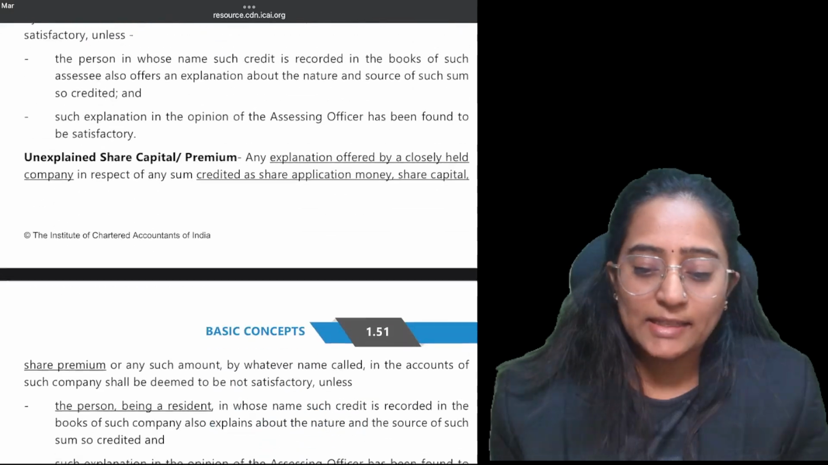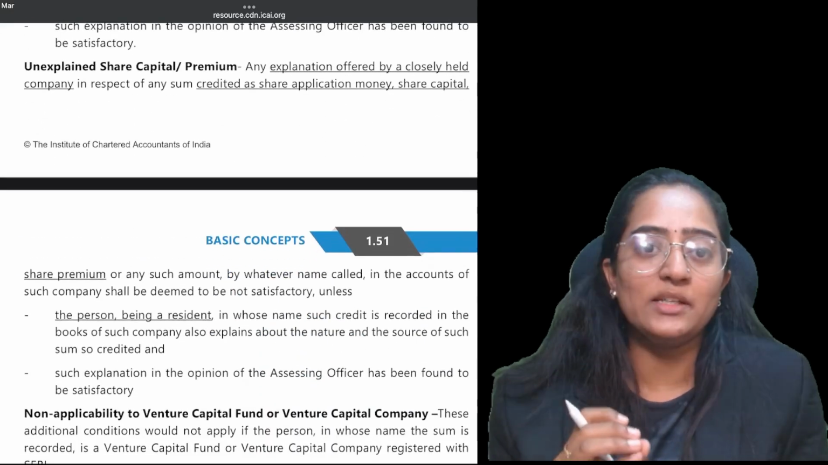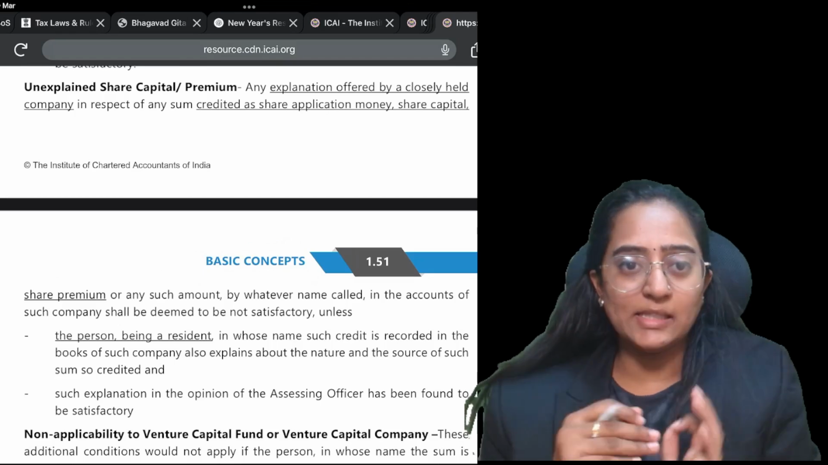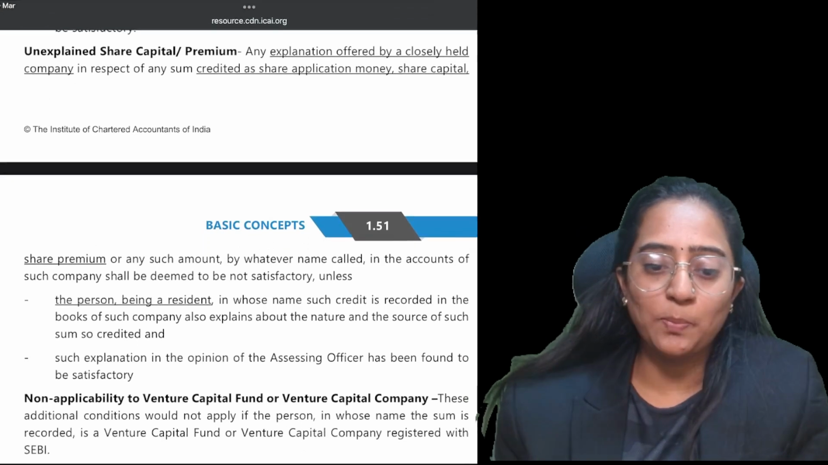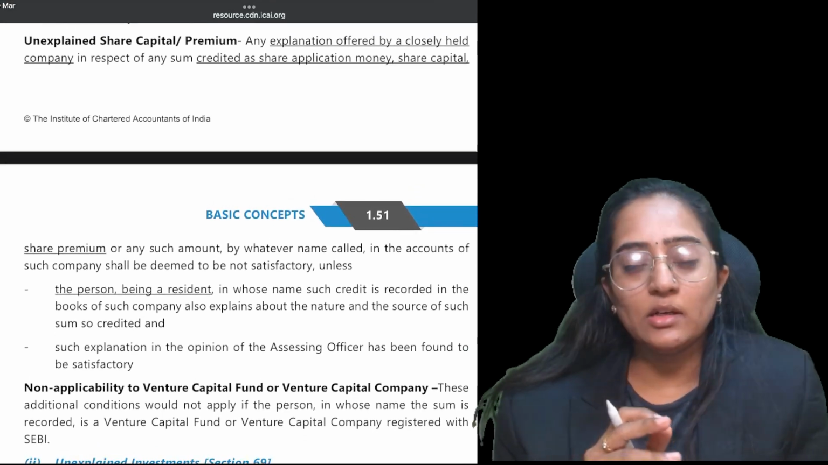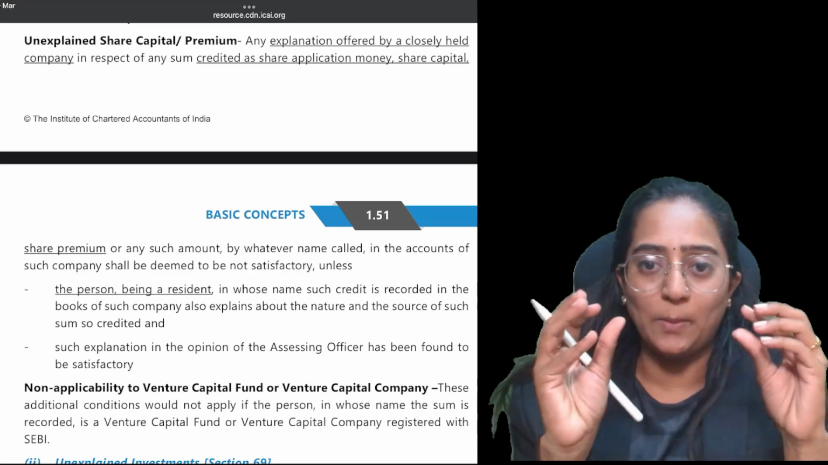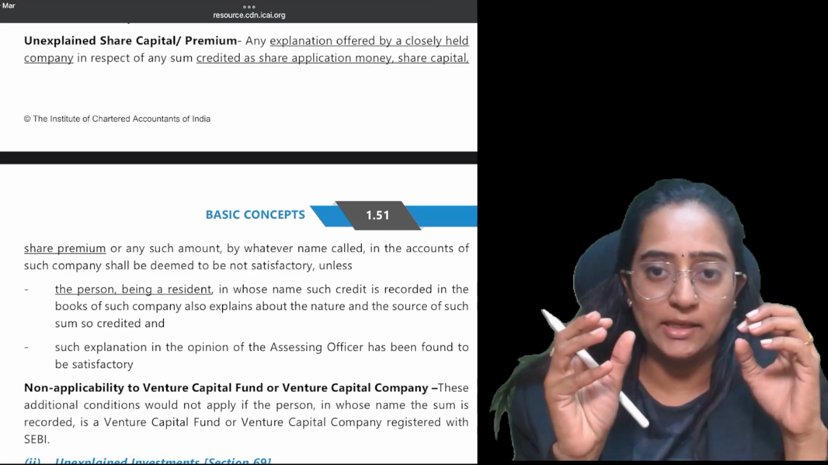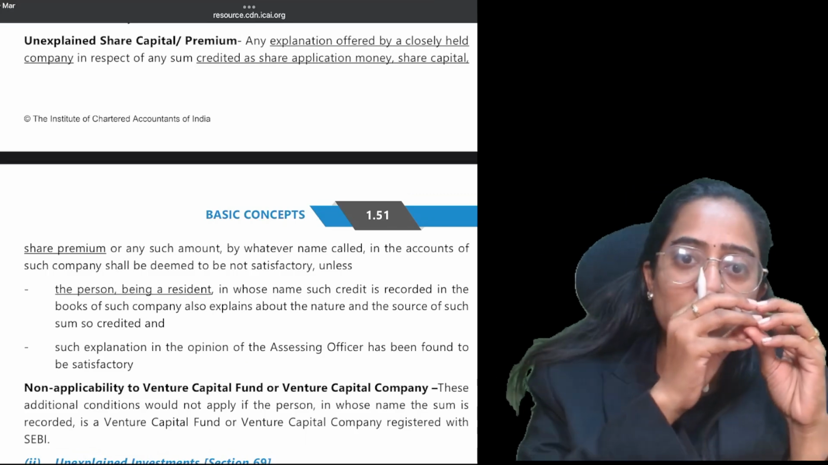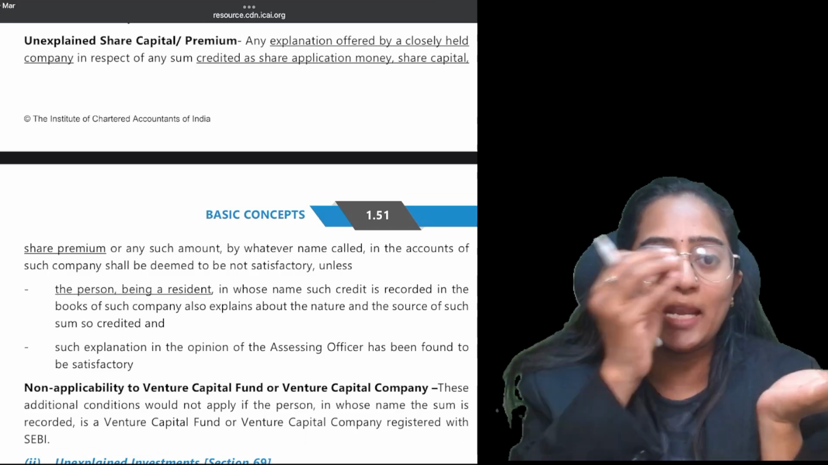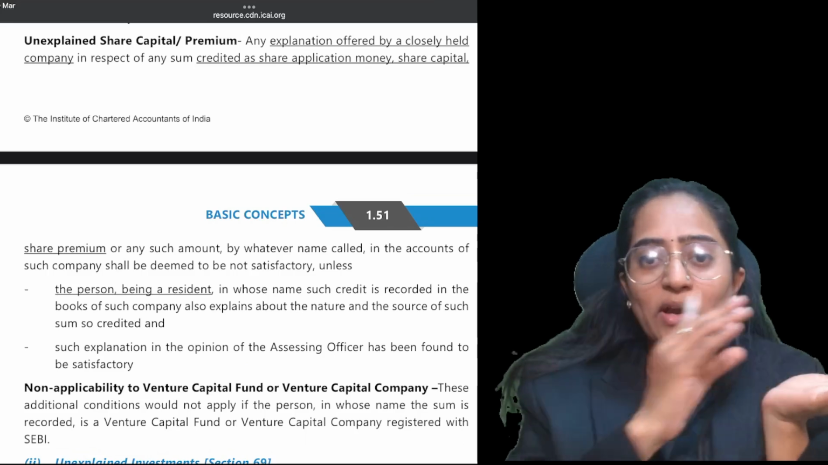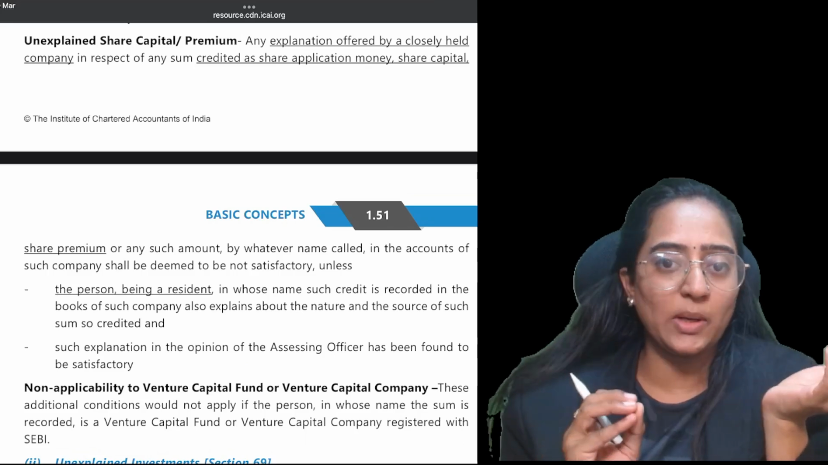Okay. So the next point is the unexplained share capital or premium. Just to consider, there are two companies. One is a closely held company here, and this company is applying for the shares. It is providing the share application money, the share capital, or the securities premium over here.